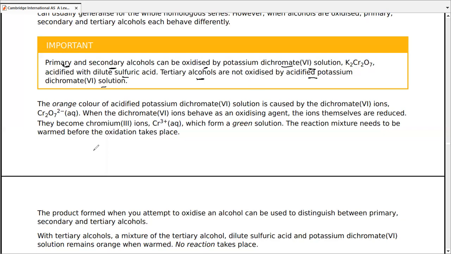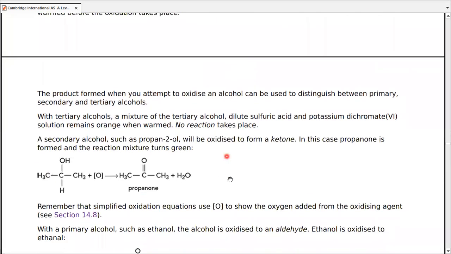Now, as soon as I say the name acidified potassium dichromate 6, I hope you understand the color changes because we are familiar with its orange color at start, we are familiar with its green color at the end. The orange color at start is because of the dichromate 6 ions. The green or the gray green appearance is because of the chromium 3 ions. So these are the colors that you're already familiar with back from IGCSE. So I hope you understand what the starting and ending resulting colors would be.